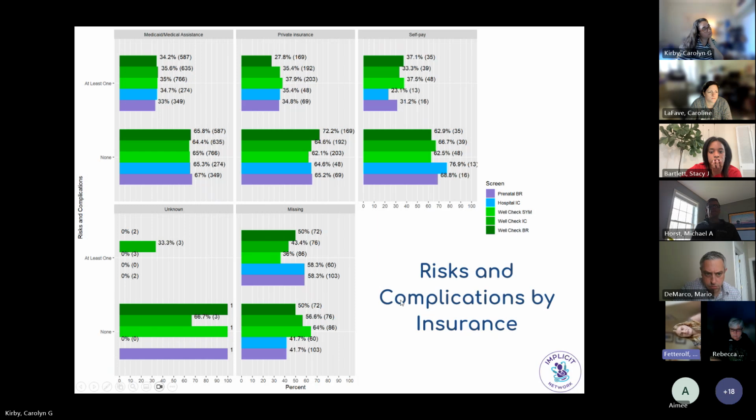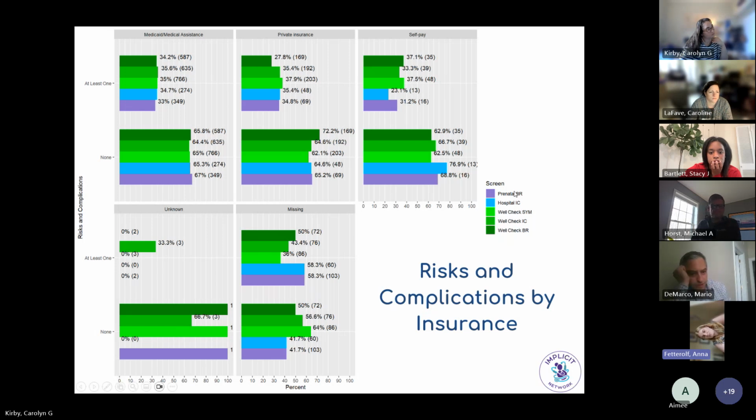Next slide. Yep. So this is taking those risks and complications that we talked about on the other slide, broken down by there's at least one risk screened during that screening. So purple is prenatal biomedical risks, blue is hospital and interpartum complications, and then the greens are the well checks for symptoms since delivery, interpartum complications, and biomedical risks.